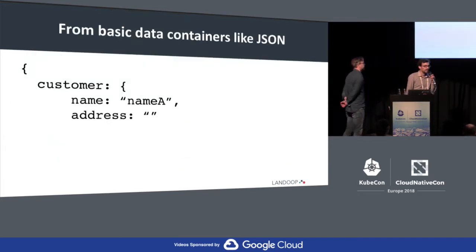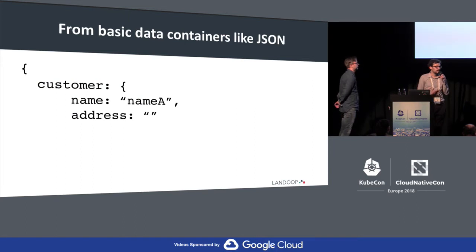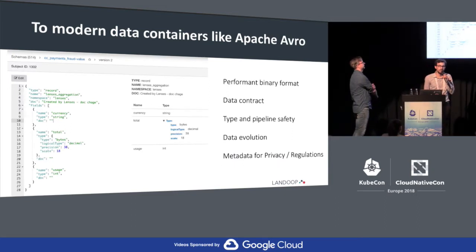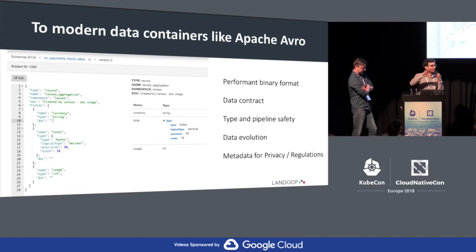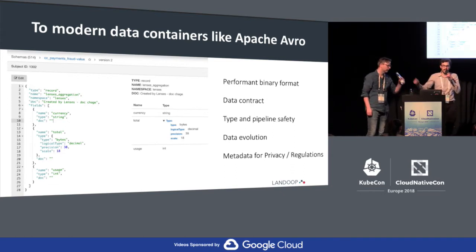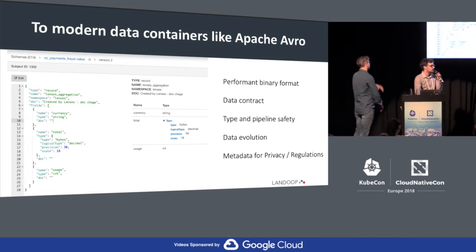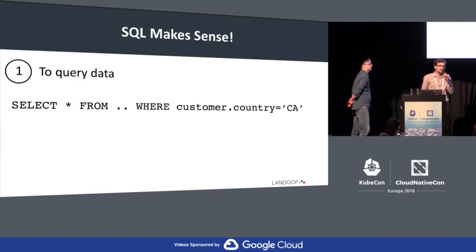So, from basic data containers like JSON or even XML, to even more modern data containers like Apache Avro, where we get a binary format, we get a data contract between our microservices or our data pipelines, we get type safety and pipeline safety, and we can even have data evolution. SQL makes sense. So it makes sense for three different reasons.